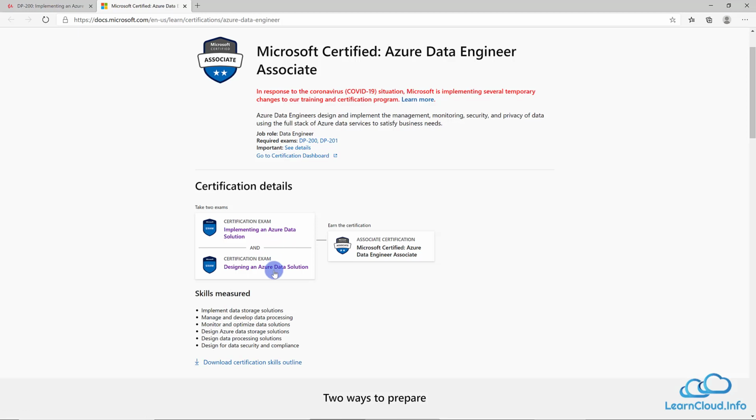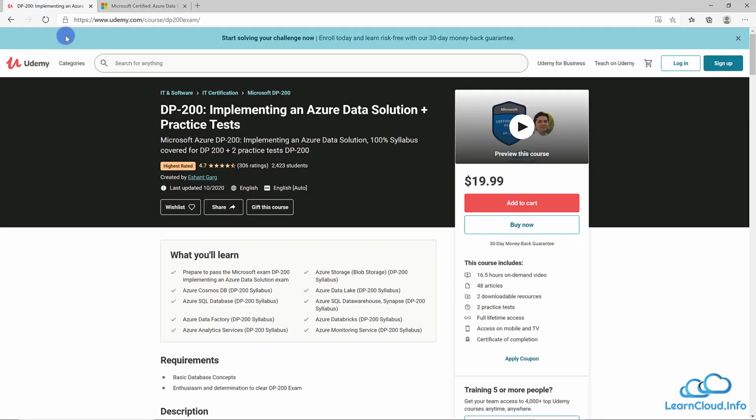And in DP-201, Microsoft expects you to have a much deeper and more mature understanding of these technologies. Microsoft expects you to compare them and design the best architecture by choosing the right service for a particular given scenario or requirements. I have a separate course on the DP-200 exam, and in that course I cover all the basics for Azure data related services. So I expect that you take the DP-200 exam first before taking the DP-201 exam, unless you have very good knowledge and experience on these technologies.